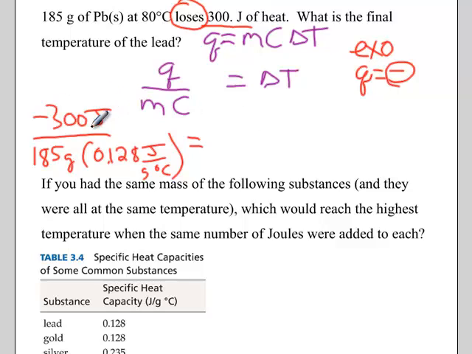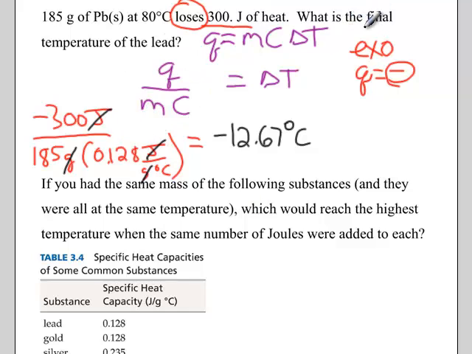So if you check your units, joules cancel, grams cancel. We're left with no units in the top of the fraction and 1 over degrees Celsius in the bottom of the fraction. So this will give us degrees Celsius. And if you calculate this, notice the negative sign means we're going to get a negative 12.67 as our final answer. Final answer in this part of the equation.